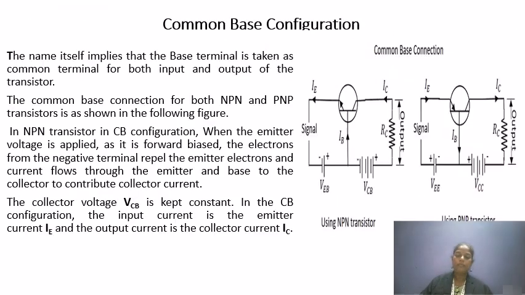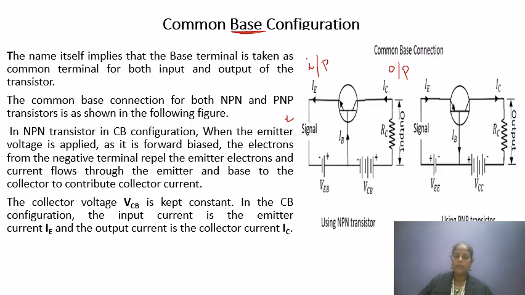Okay. See how the biasing works in the case of NPN and PNP, which is forward bias and which is reverse bias. Let us see one by one. The name implies that for the common base, the base terminal is taken as the common between the input and output. So the base is the common. So automatically we can know the emitter is input and the collector is output.